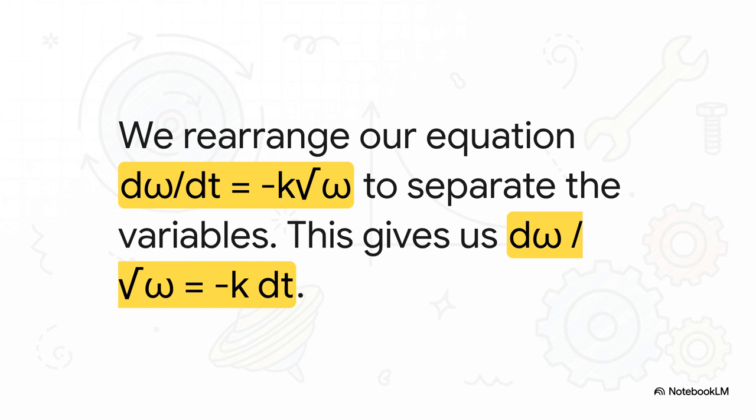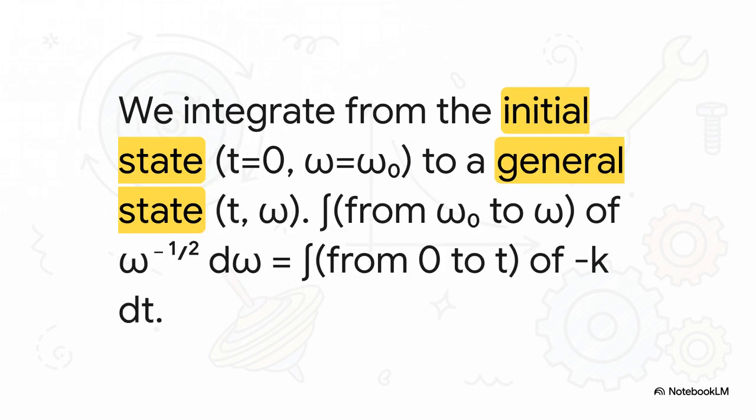We've got our equation, and the classic way to solve this is a technique called separation of variables. Basically, we just want to get all the omega stuff on one side and all the time stuff on the other. So we'll divide by the square root of omega, multiply by dt, and we're good to go.